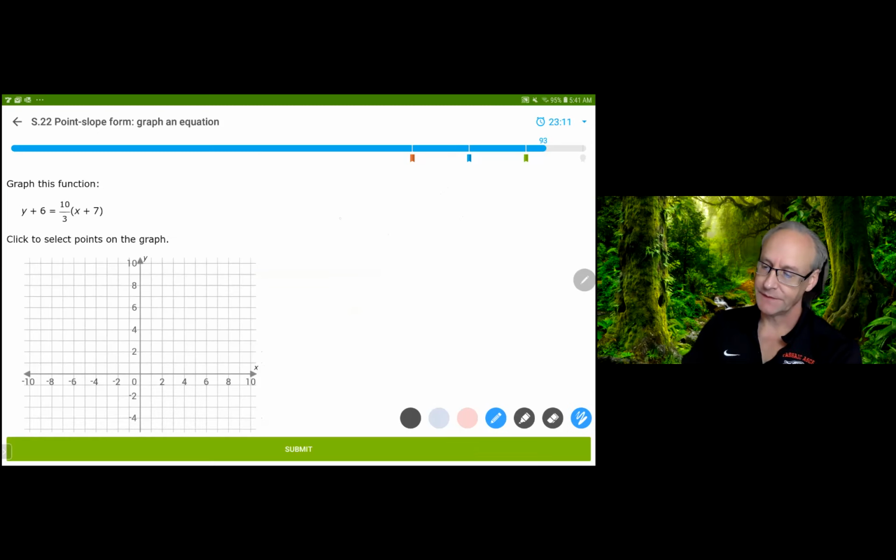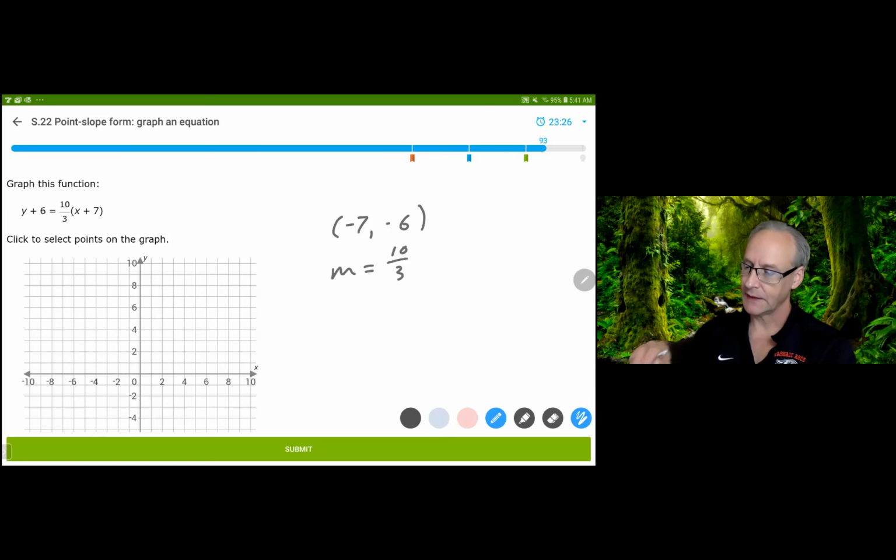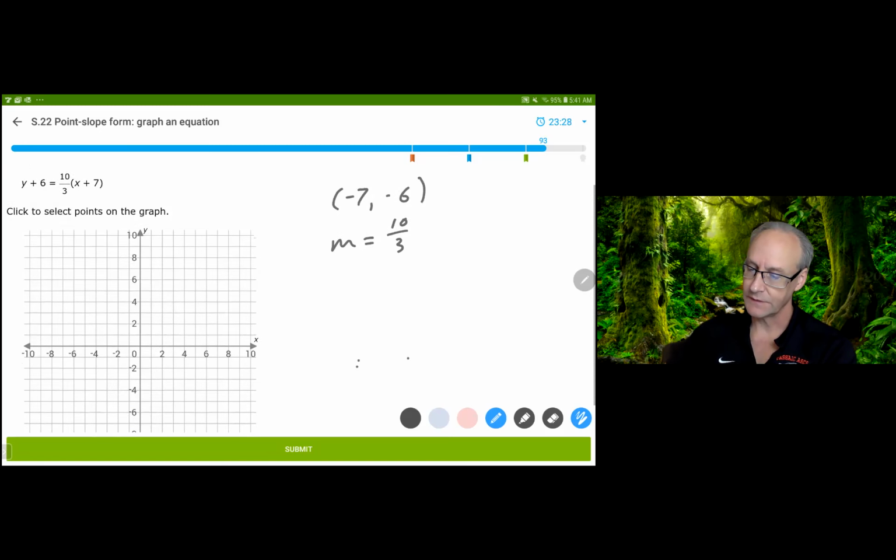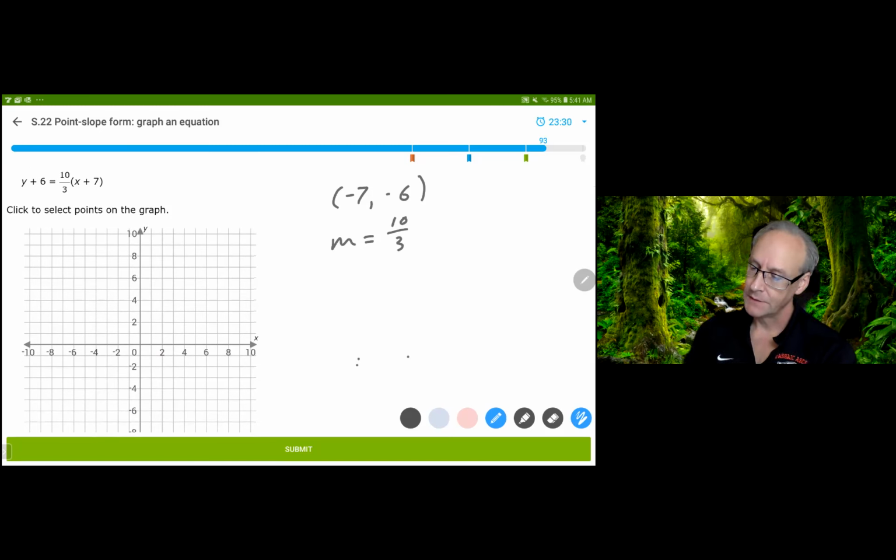Okay, I want to zero this guy out at -7, -6 for y, and my slope is going to be 10/3. And I'm going to go ahead and put in my points. No, you know what? I'm going to count it. -7, -6. Oh, I can't fit it. So I'm just going to move this up just a little bit. There we go. So I'm at -7, -6, which is right there.